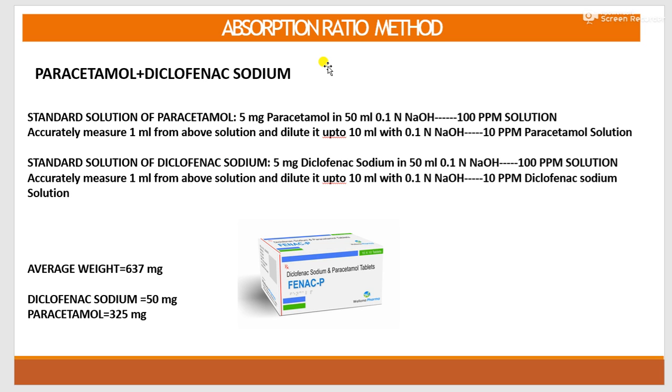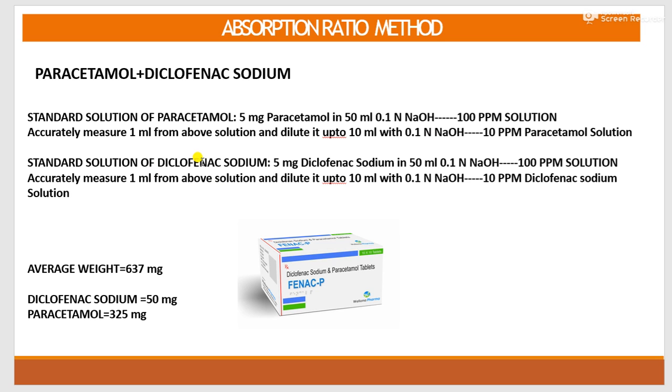Coming to preparation of standard solution as well as sample solution. Standard solution of paracetamol is prepared by dissolving 5 mg of paracetamol in 50 ml 0.1 normal NaOH. If you have a very high precision balance, you can also prepare it by dissolving 2.5 milligram in 25 ml of 0.1 normal NaOH. So this will give you 100 ppm solution. You have to sonicate the solution, filter it, and from the 100 ppm solution 1 ml is withdrawn and diluted up to 10 ml with 0.1 normal NaOH to get 10 ppm paracetamol solution.